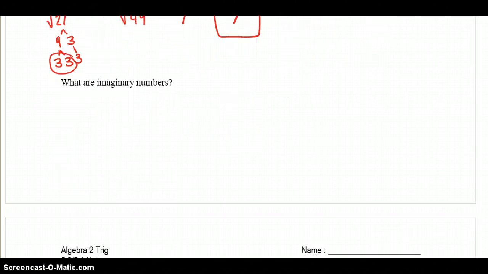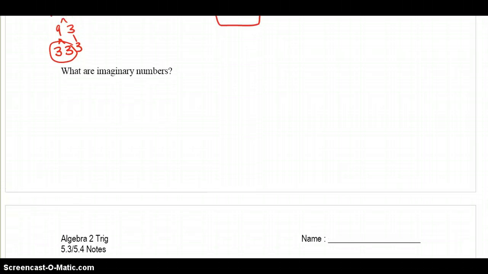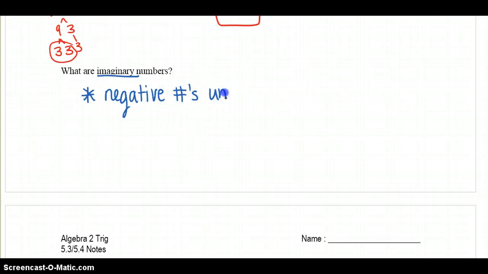Okay, let's move on to another new idea, which is something called imaginary numbers. Now, all of your math career, you've been dealing with the idea that there are only real numbers, but there are actually another type of number that you haven't seen quite yet, and that's called imaginary numbers. Okay, and imaginary numbers occur when you have negative numbers underneath a square root. Okay, so I'm going to jot that down. Negative numbers under a square root. So in other words, when you take the square root of a negative number, you end up with an imaginary number.